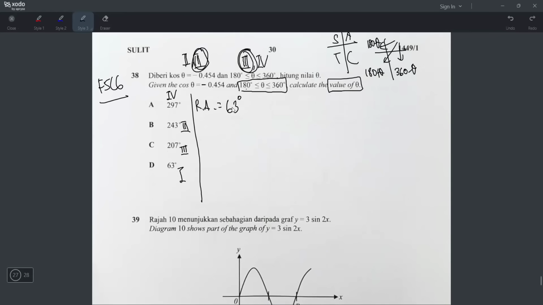But this is not the answer. This is just the reference angle. What is a reference angle? Reference angle means the angle in quadrant 1 only. But you want quadrant 3, right? So convert to quadrant 3, then that's how you get your theta. 63 plus 180 is 243. So that's the answer B.